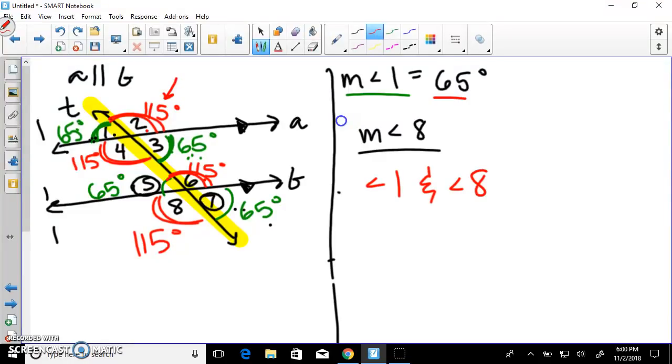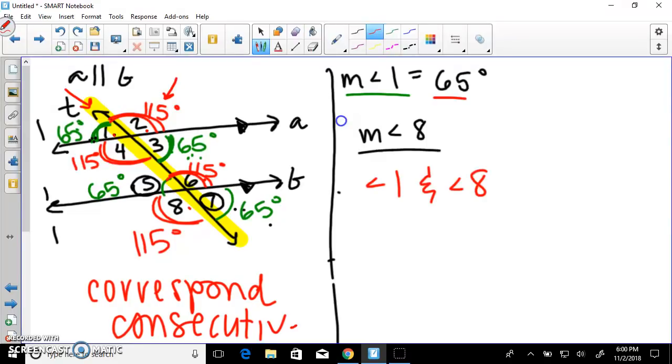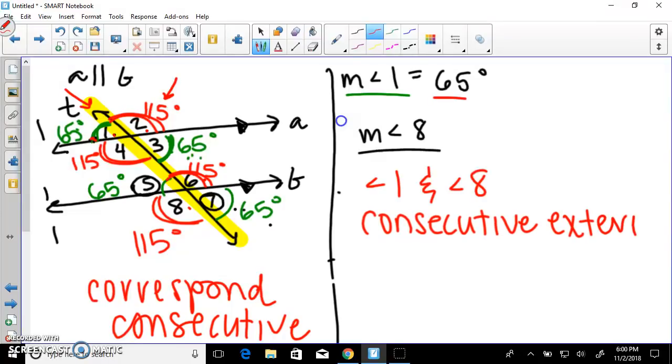So I want to know, are they alternate exterior, alternate interior, consecutive, corresponding? What are they? Well, 1 and 8 are both on the same side of the transversal T. They're both on the left. So that means they're either corresponding or consecutive. Angle 1 is on the outside of the parallel line, it's above, and angle 8 is below the parallel line. So these are going to be considered consecutive exterior angles. Consecutive exterior angles are supplementary. So if angle 1 is 65, the measure of angle 8 must be 115.